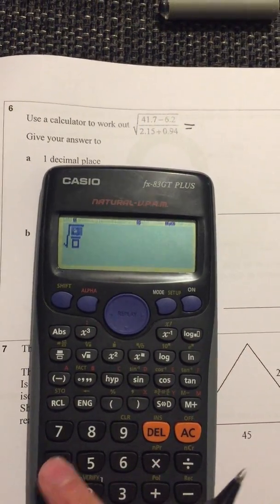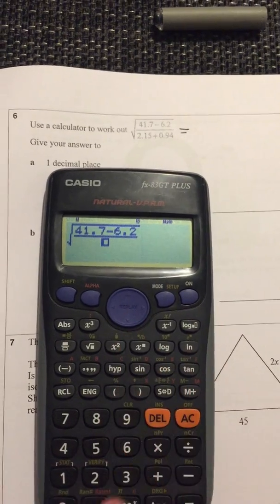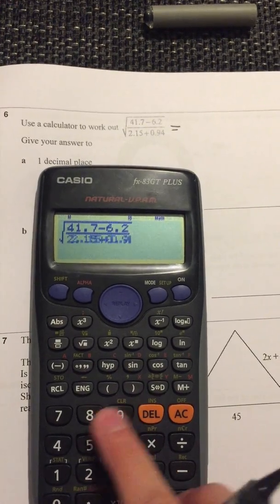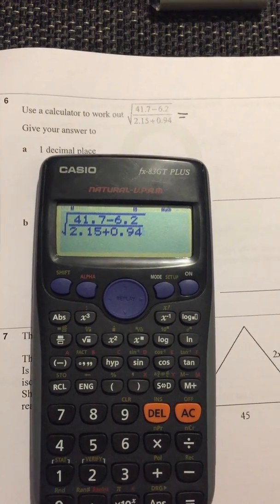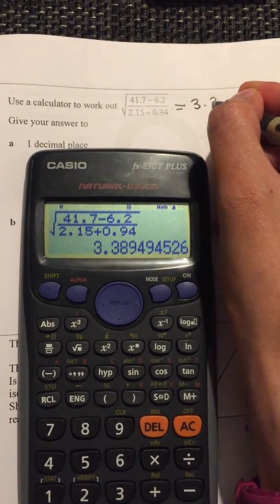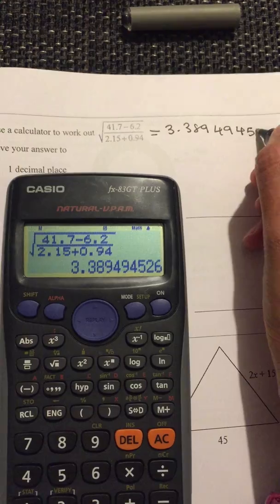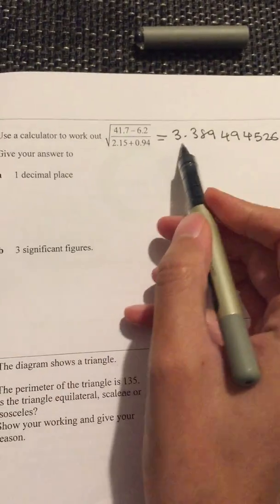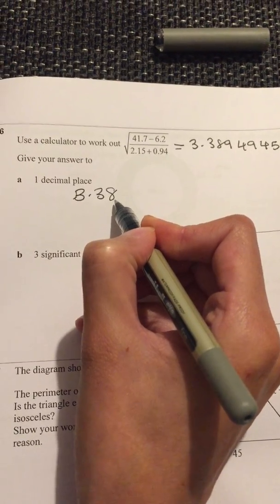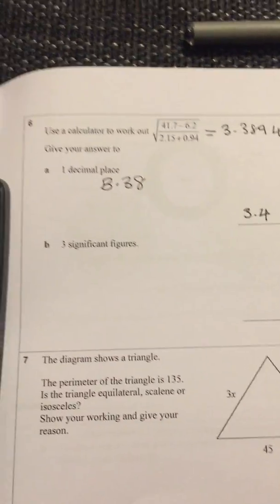And I'm going to type in 41.7 minus 6.2 and then 2.15 plus 0.94. So I've typed it in exactly as it looks in the question. I press equals and I'm going to write out all I can see on my calculator display, 3.389494526. Now to 1 decimal place, so I've got 3.38. Okay, so that's 2 decimal places. The 8 rounds the 3 up, so it is 3.4.